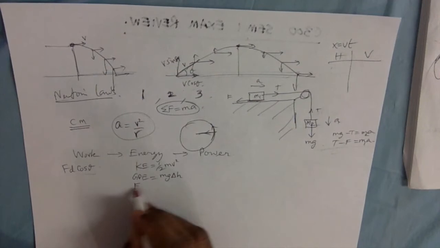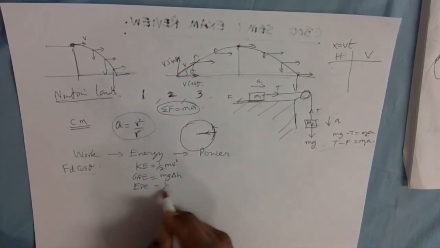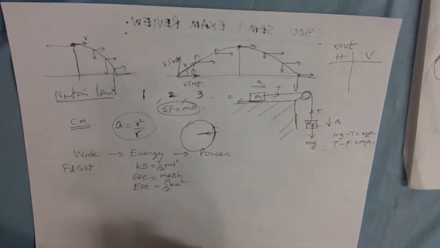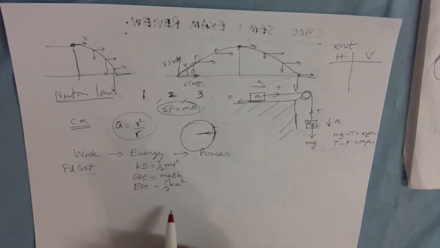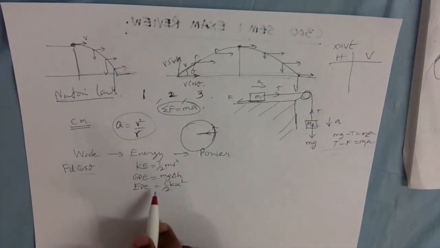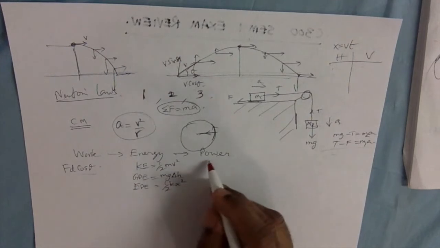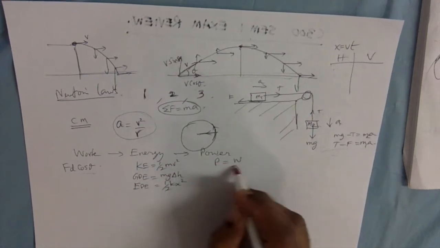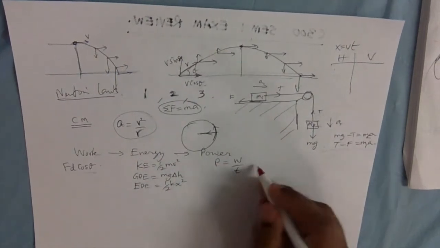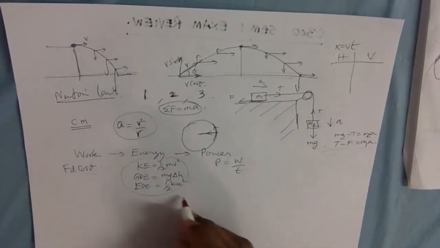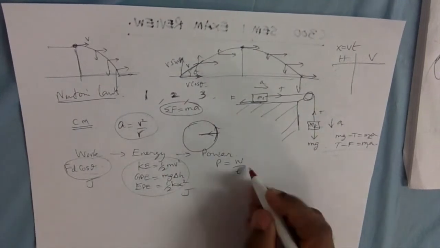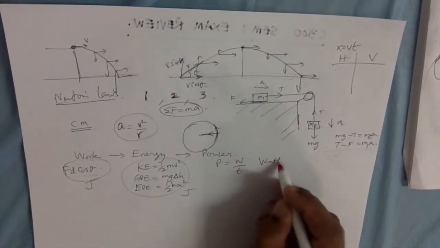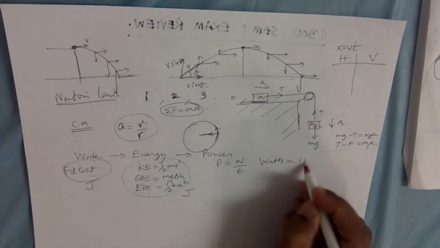And then we have elastic potential energy, which is half kx squared. So energy can be of any formats. There are many more formats, but at least these are the ones which you need to know for this semester. Power is the rate at which work is done, work done over time. All these are measured in joules. Power is measured in watts. A watt is 1 joule per second.